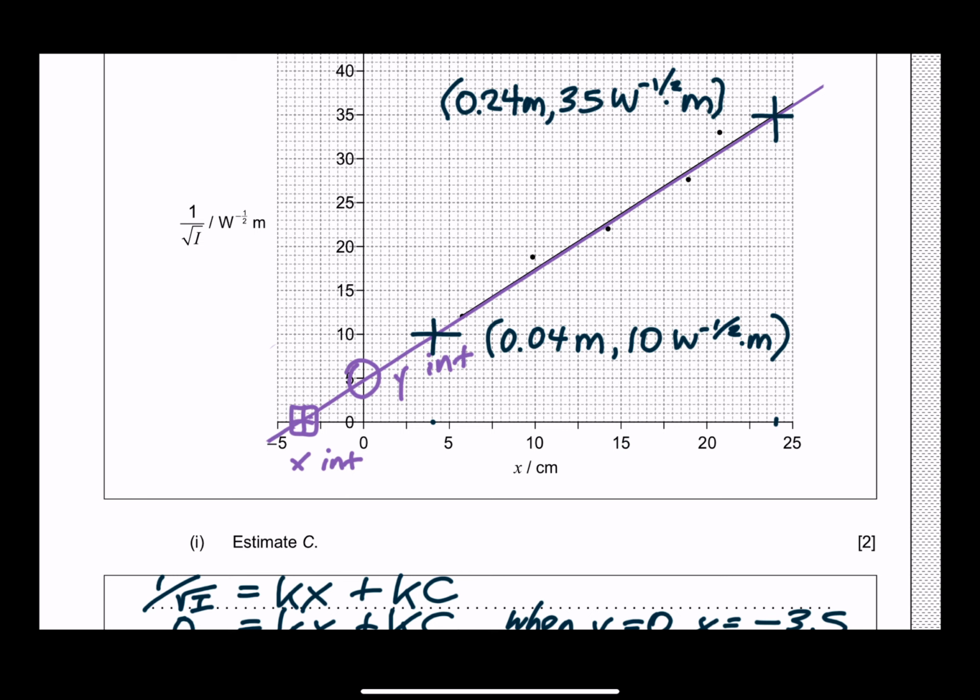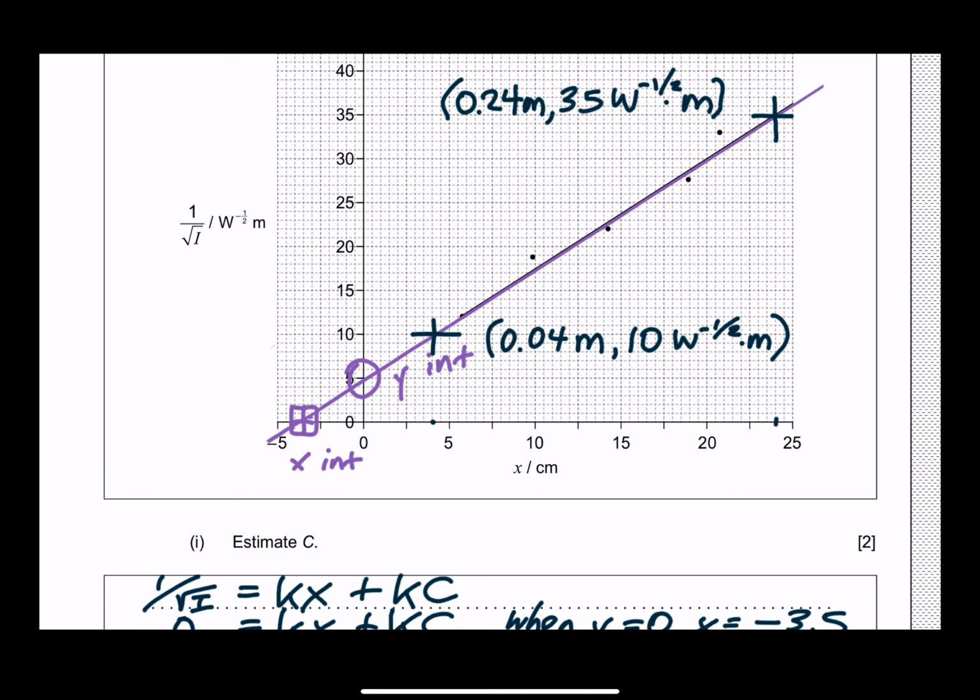Remember that the IB is very picky about this. When you take a 2-point slope, the points must be well separated. They actually specify in the mark scheme that the 2 points must be at least 10 centimeters apart. That's as in the x-axis, not literally 10 centimeters on the paper.